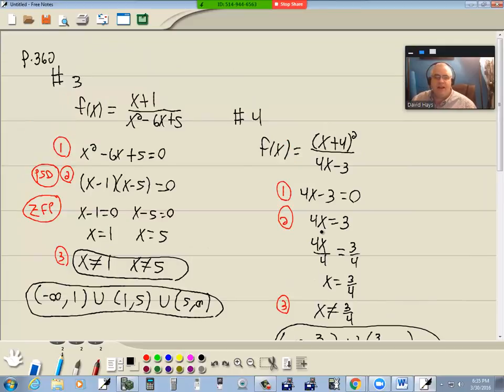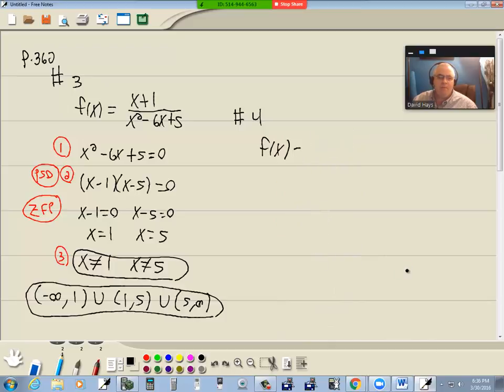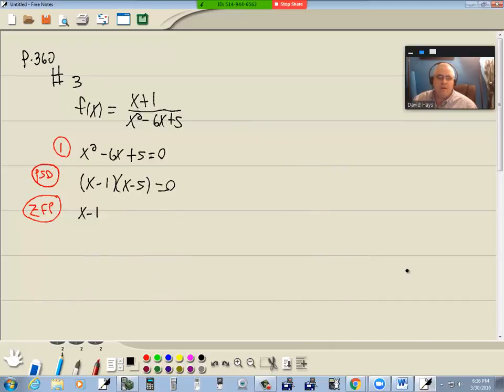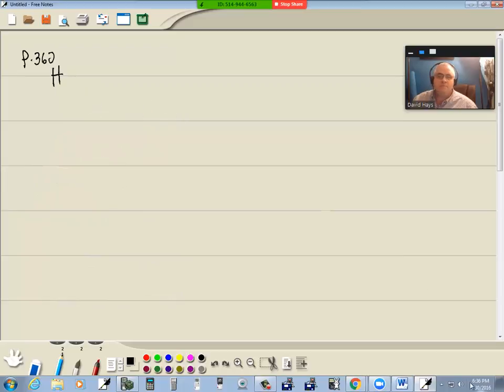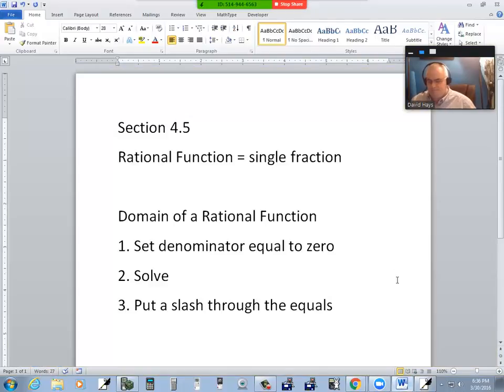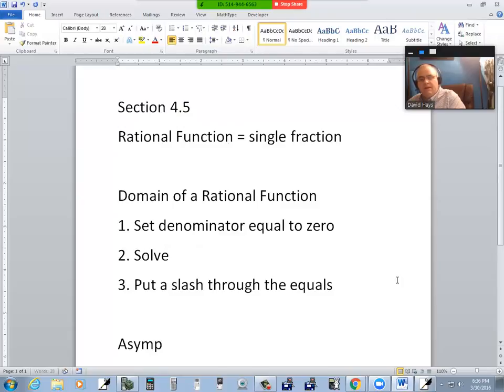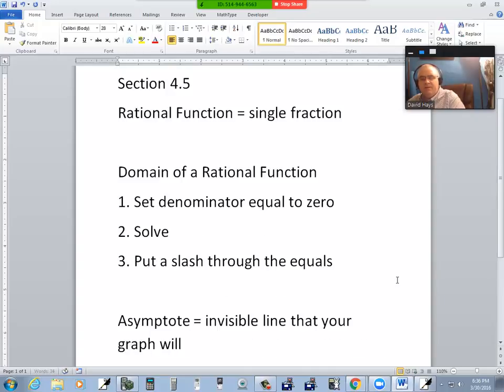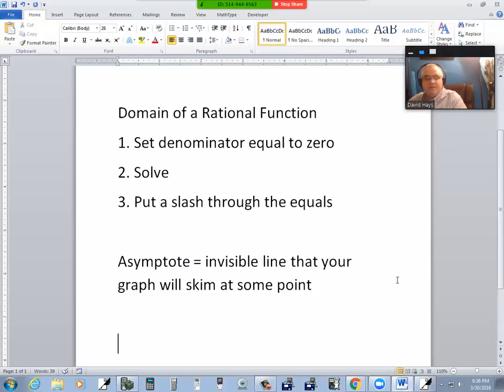Let's take a look at finding asymptotes now. Now an asymptote is an invisible line that your graph will skim at some point. We're going to look at finding the vertical asymptote. Verticals up and down.